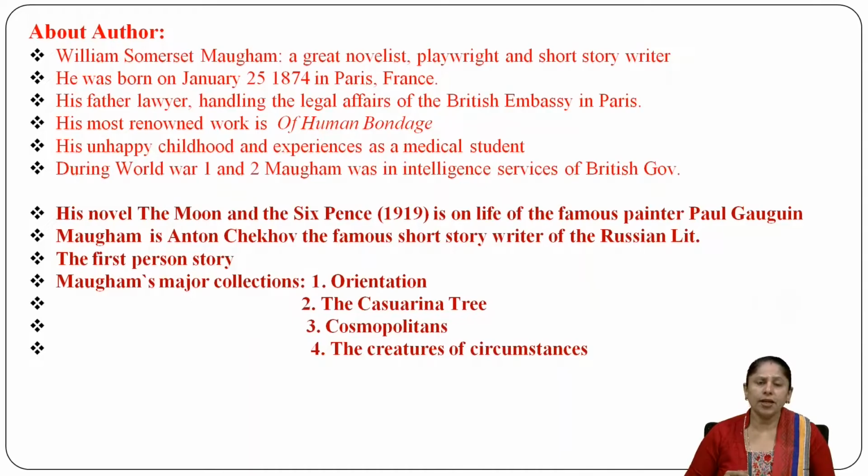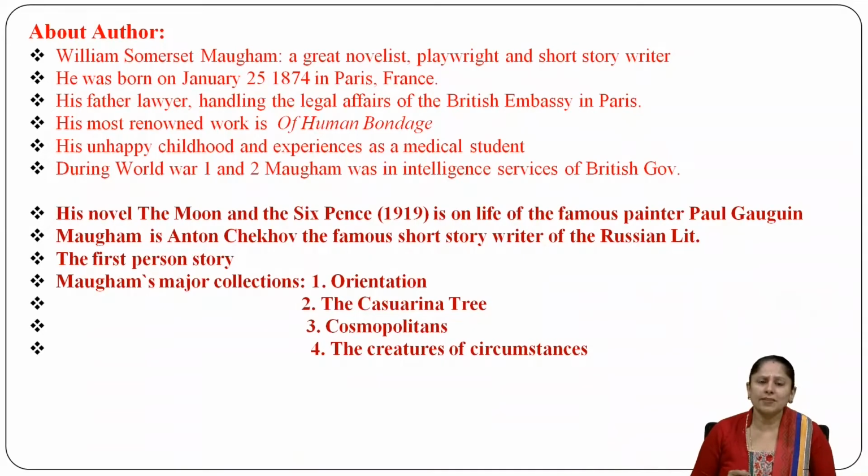His father was a lawyer handling the legal affairs of the British Embassy in Paris. His most renowned work is Of Human Bondage, where he himself had written most of the things about his bad childhood, about the problems of his early childhood, and we can say that it was a work with autobiographical elements. You can find the autobiographical details from this novel: his unhappy childhood and experiences as a medical student. During World War I and II, Somerset Maugham was in the intelligence services of the British government. So it is also one of the most renowned works that he did during his career.